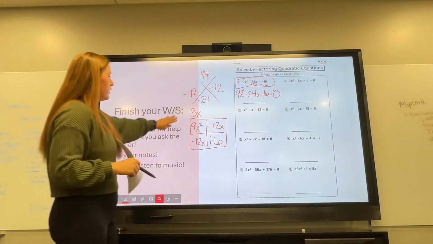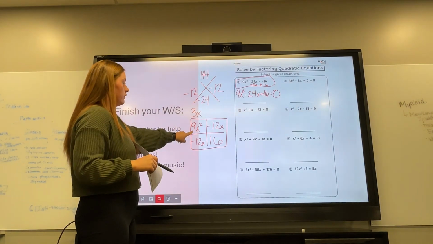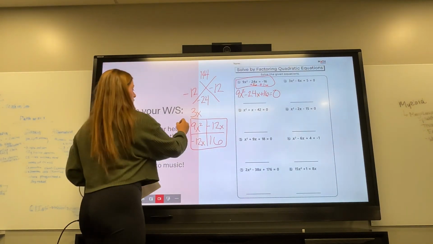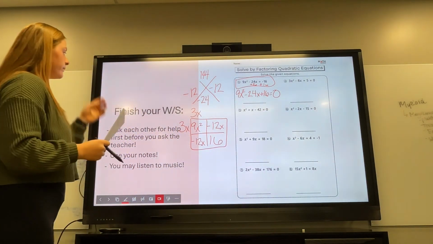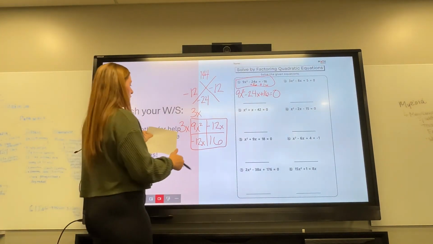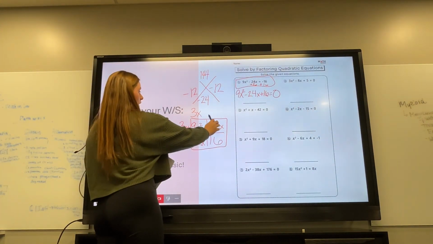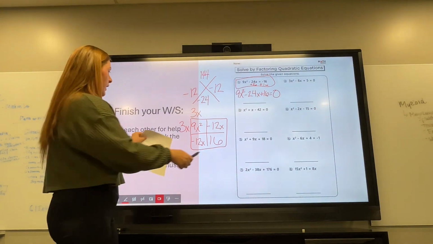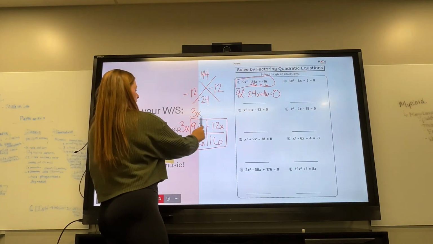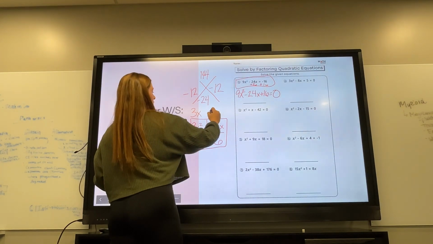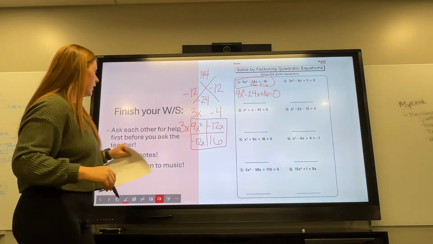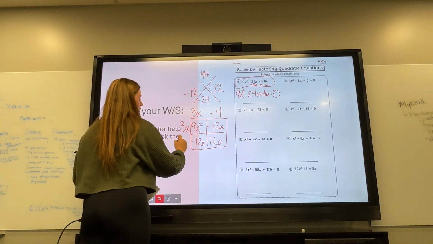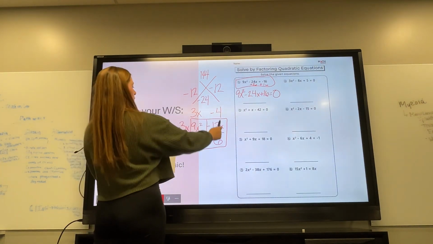Okay, so 3x times what gives us 9x squared? Well, we know 3 times 3 is 9, right? And x times x is x squared, so we're going to put a 3x here as well. Okay, 3x times what equals negative 12x? So we already have the x here. So 3 times what equals negative 12? You should get negative 4. Same thing, 3x times what equals negative 12? Negative 4. And then we can say negative 4 times negative 4 is 16.